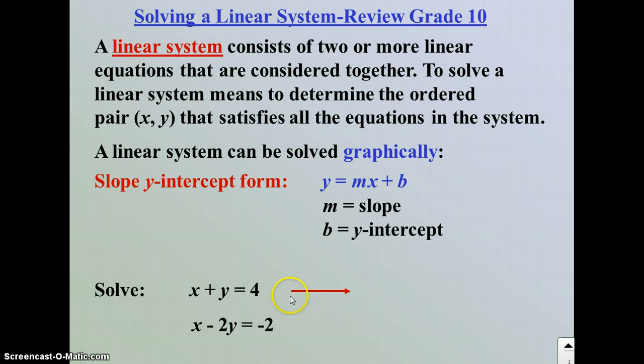So x + y = 4, if I write it in y = mx + b, we're going to get y = -x + 4. If I solve the second equation for y, putting it in slope y-intercept form, I will get y = 1/2 x + 1. Once I've got these in slope y-intercept form, I can go ahead and graph them.